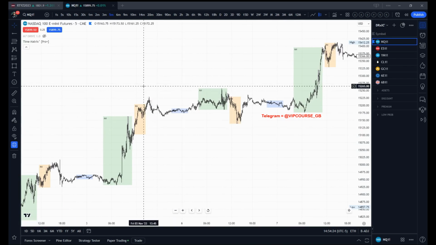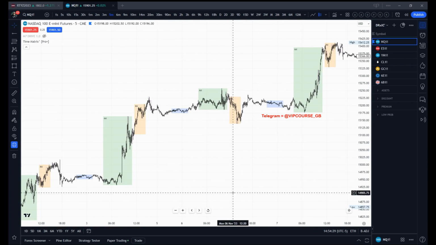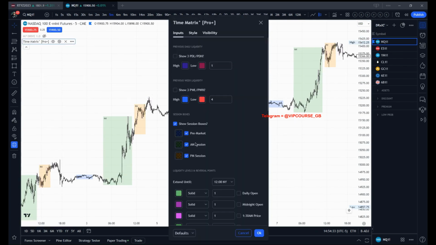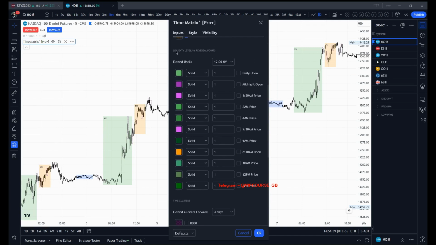It's not highlighted for a reason. What's highlighted is highlighted for a reason. So it's not random. You just need to align yourself to what the sessions are. Any one of these are liquidity-based levels and reversal points. Points of interest. One shot, one kill.